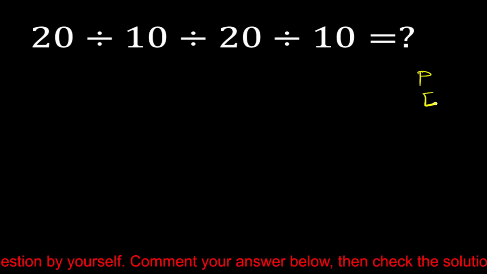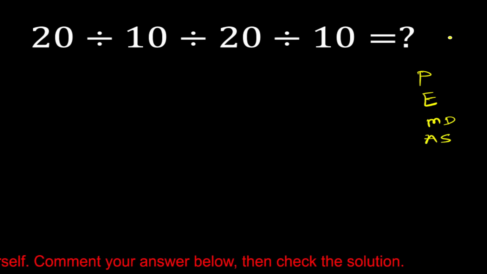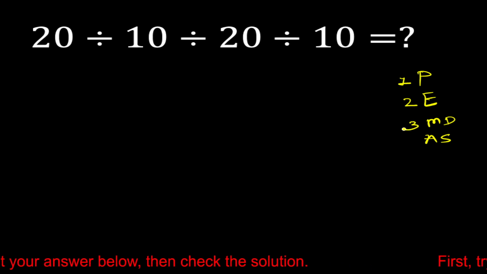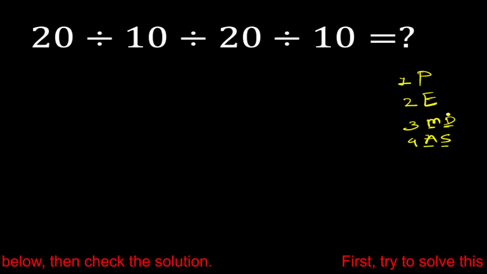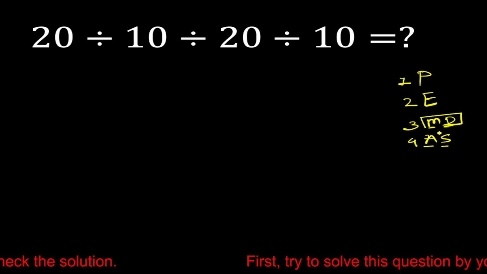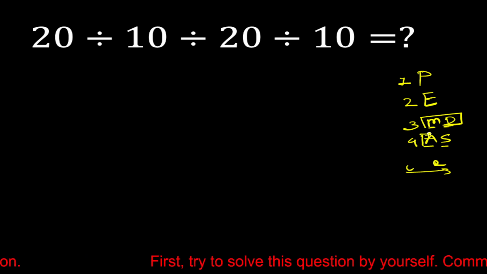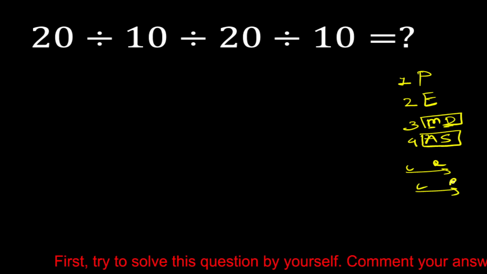PEMDAS. According to the PEMDAS rule, first priority is parenthesis, second priority is exponents, third priority is multiplication and division, fourth and last priority is addition and subtraction. Here multiplication and division both have equal priority, so we have to solve it from left to right, and also addition and subtraction both have equal priority, so we have to solve it from left to right.